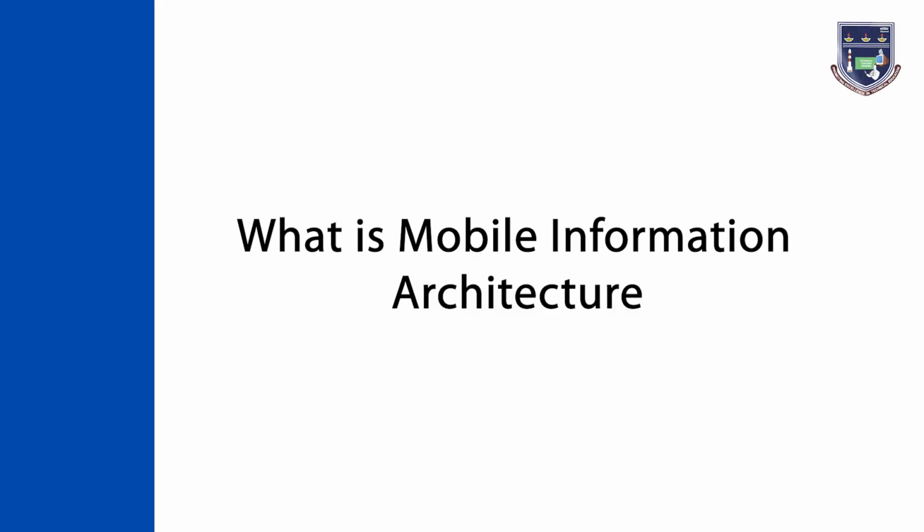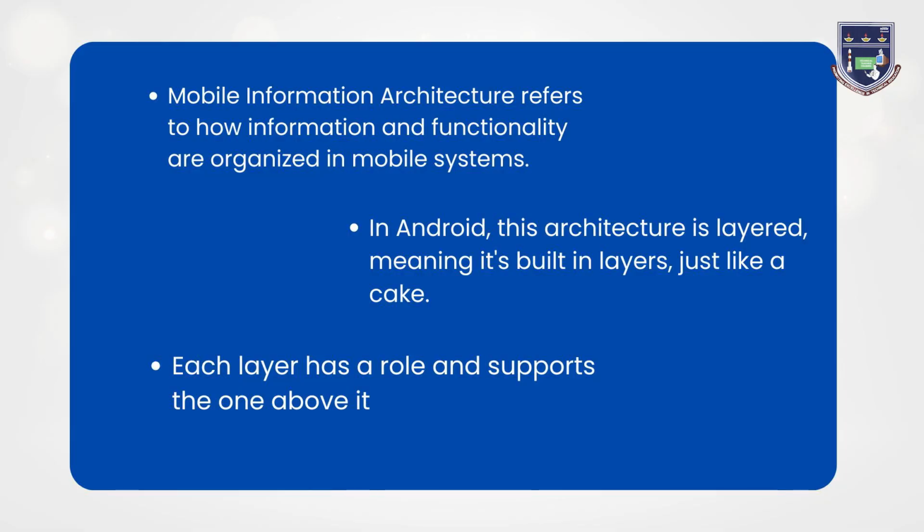Part 1 is: what is mobile information architecture? Let us start with the basics. Mobile information architecture refers to how information and functionality are organized in the mobile system. In terms of Android, this architecture is layered, meaning it is built in layers just like a cake. Each layer has a role and supports the one above it.